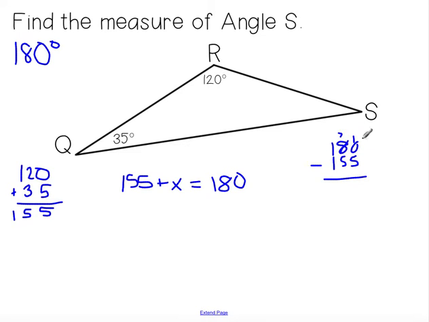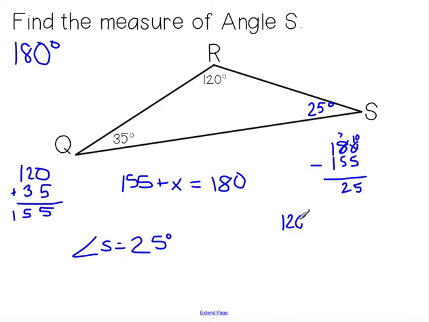The 8 becomes a 7. We add 10. So 10 minus 5 is 5. 7 minus 5 is 2. And 1 minus 1 is 0. So we get 25 degrees. So angle S is 25 degrees. We would want to probably check our answer just to make sure.